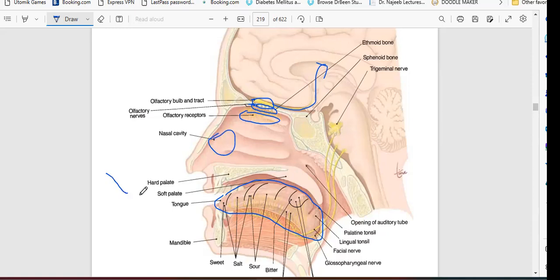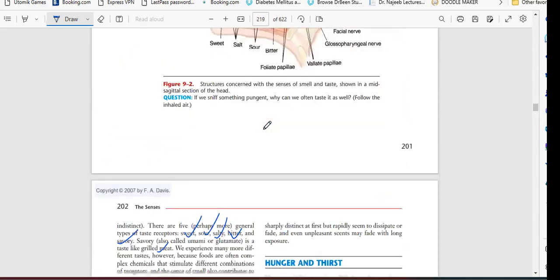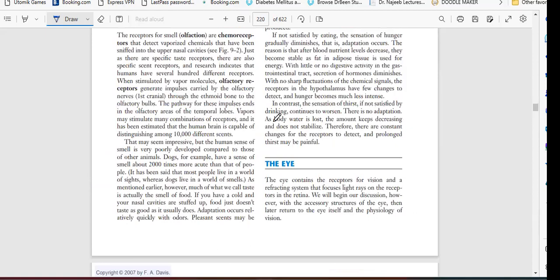If any air enters the nasal cavity, it will touch the receptors. The receptors will take this sensation to the brain, and the brain will realize what type of smell that is. There are also specific scent receptors, and research indicates that humans have several hundred different receptors which are stimulated by vapor molecules. Olfactory receptors generate impulses carried by the olfactory nerve.